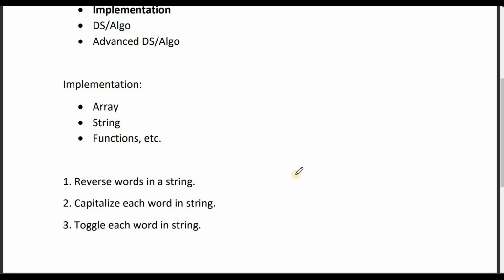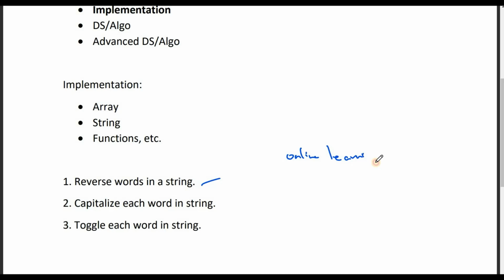Coming to the first question, reverse words in a string. This means if we take an example like "online learning Mindtree", we have 3 words here and we need to reverse the words in a string.